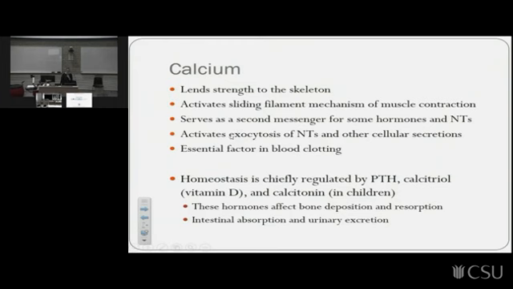Calcium is also an essential factor in blood clotting. Homeostasis is chiefly regulated by the parathyroid hormone, calcitriol and calcitonin when it's in children. And these hormones then affect bone deposition and reabsorption, and then intestinal absorption and urinary excretion.